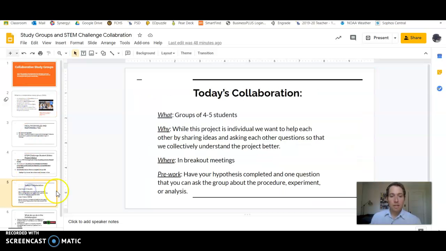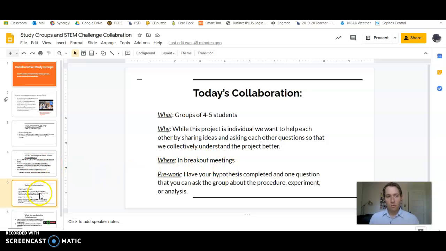What you want to be aware of before you come is that you have a hypothesis and at least a question that you can ask your teammates. Maybe it's about the procedure, maybe it's about the experiment, maybe it's specific, maybe it's general, but come with one question that you can share.